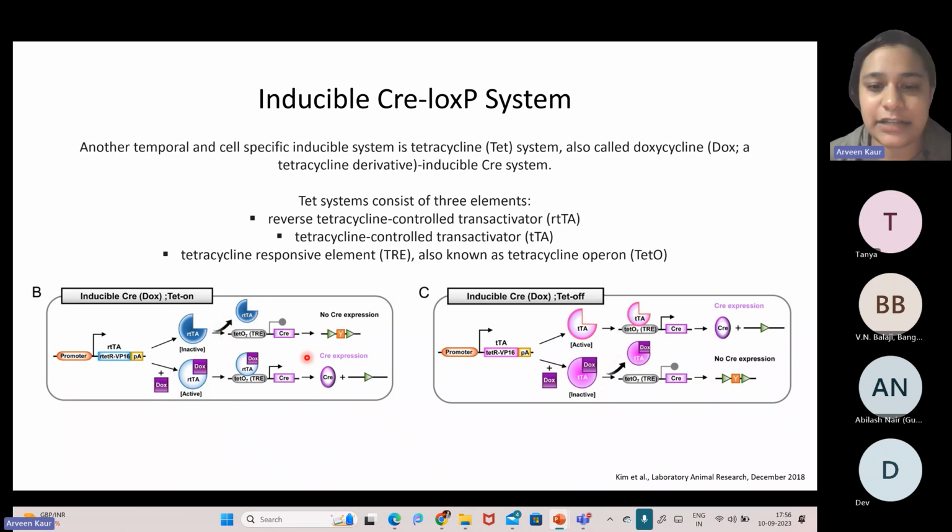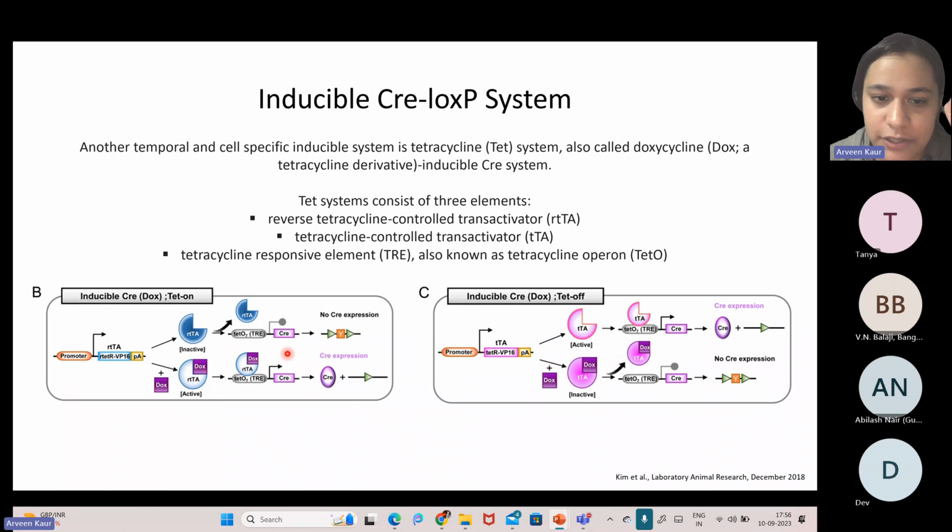So in these TET-on and TET-off systems, in the case of the TET-on systems, usually this rtTA, that is reverse tetracycline control transactivator, is present in the cell, right? And when it is present in the cell, it cannot really go and bind to the tetracycline response element. And since it is not binding to this element, it is not starting the Cre recombinase. It is not activating the Cre recombinase.